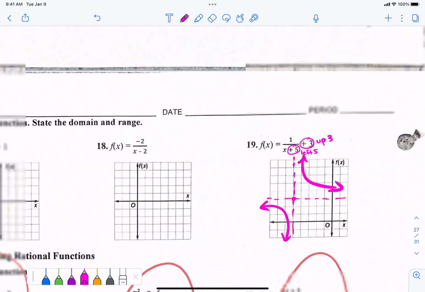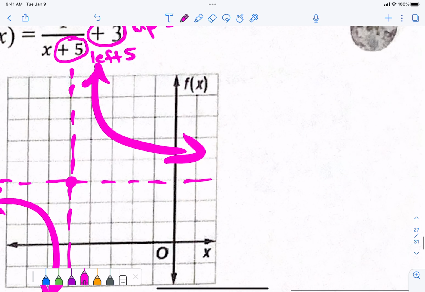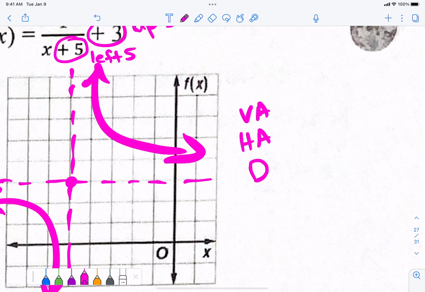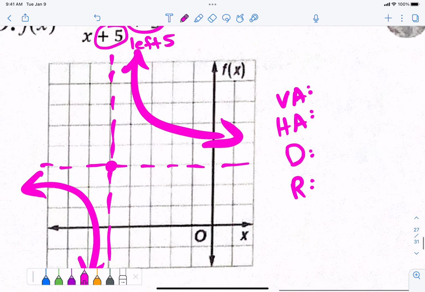All right, and they want domain and range. I'm going to do the VA and the HA at the same time because that makes it easier for me. They're not asking for the VA and the HA, but I'm going to list them just because it makes it easier. The vertical one, x equals negative 5. The HA, y equals 3.